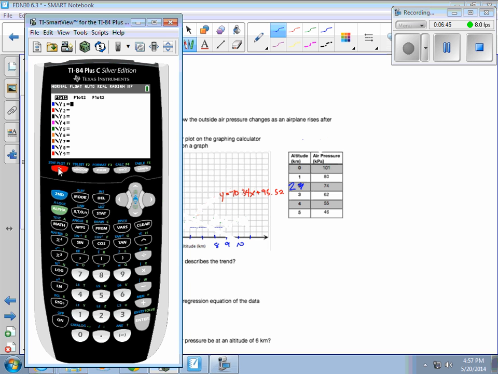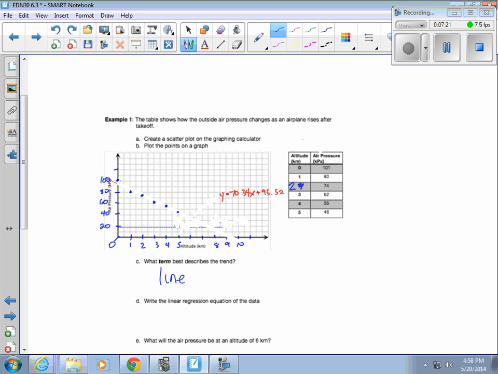So everything is okay, so now we just press graph. So there is our graph for this one. So now what we want to do is continue with, what term would best describe this trend? Well, looking at it, it does have a bit of a linear, it's almost a line, so we would say that it is linear. So even though it's not a perfect line, it's pretty close to being a straight line.